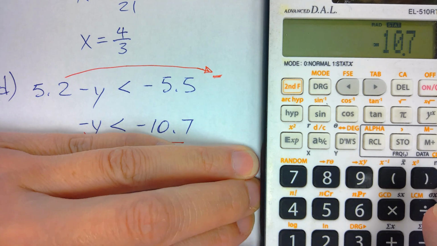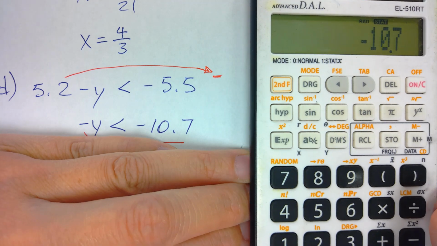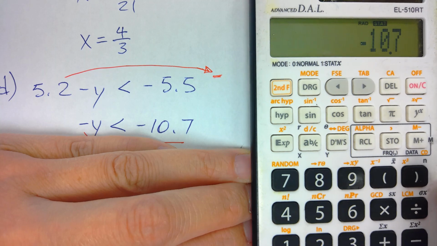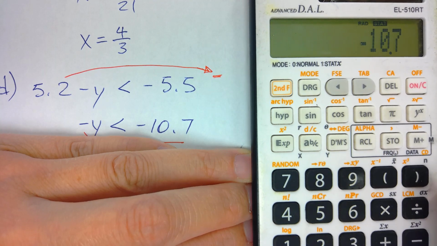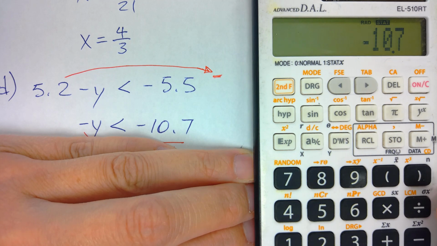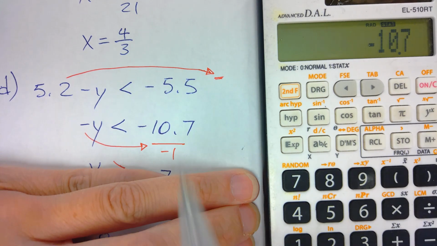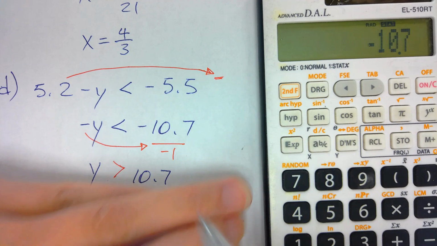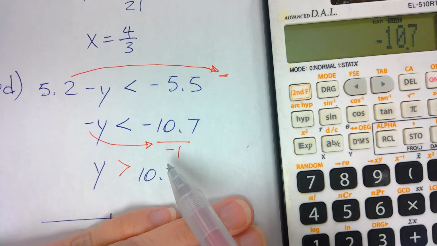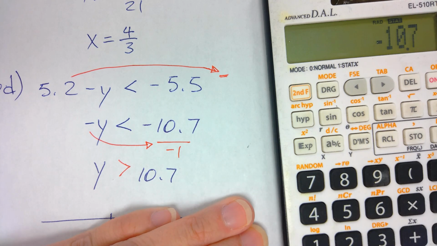I don't want negative y, I want just y, so what do I do? How do I move away that negative sign? Yep, flip it around. I do flip the sign. But what number is this negative again? -1, just like the last example. So when I divide everything by -1, I get 10.7. And as Armin said, I have to flip the sign because I divide by a negative.